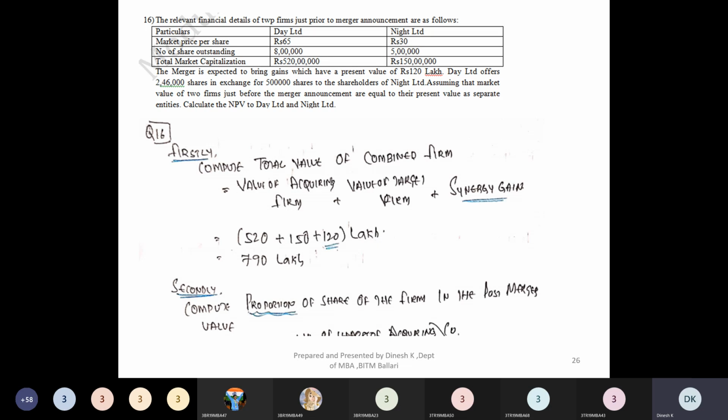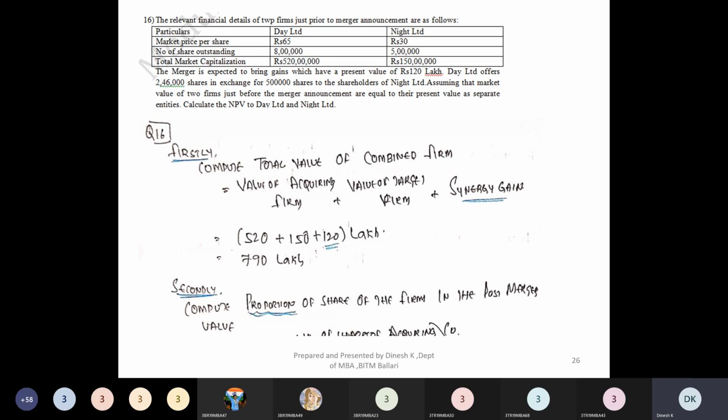So Day Limited wants to acquire Night Limited. So take away all these 5 lakh shares and return you 2,46,000 shares. Fine. This is the share in the form of, sorry, not cash, the merger with respect to stock exchange is being given, right? Assuming that the market values of the two firms before the merger announcement are equal to the present value of the separate entities, calculate the net present value for Night Limited and Day Limited.